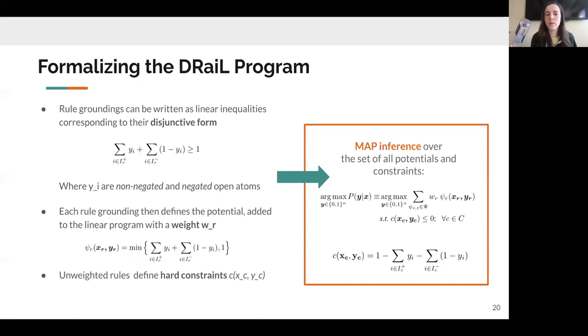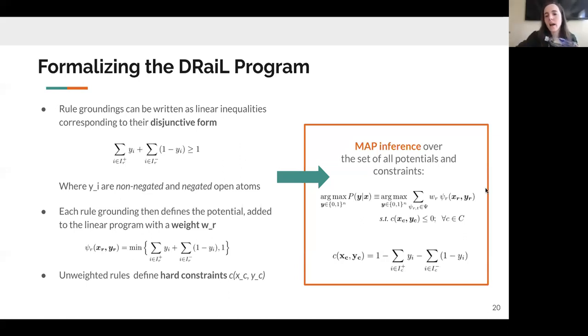We add it to what we call a linear program, if you're familiar with that, which is basically an optimization program to find the best assignment given a particular set of constraints. Weighted rules are added to the linear program with the weight that we learn, and unweighted rules are defined as hard constraints, things that must always hold true. So then we can write this as an argmax problem, an optimization problem, which means I'm going to find the maximum assignment where each decision is binary. It's either true or false, whether that atom is going to hold true or not.